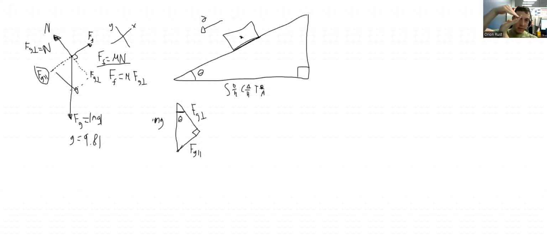Let me see if I can do a triangle with my hands. We have it, and then we just flipped it on its side to match with these new forces. And it makes sense. Just imagine we flip it along this axis of rotation, and we shrink it down a little bit.